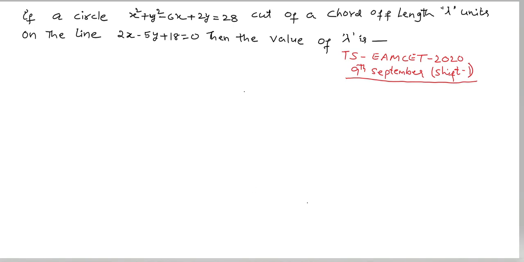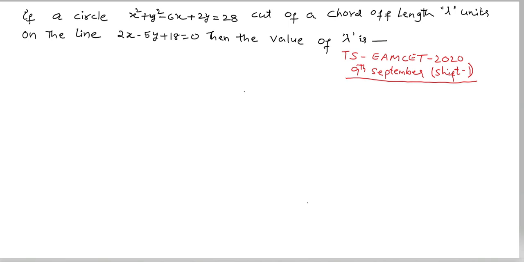If a circle x square plus y square minus 6x plus 2y is equal to 28 cuts off a chord of length lambda units on the line 2x minus 5y plus 18 is equal to 0, then the value of lambda is dash. This is a TS EAMCET 2020, 9th September Shift 1 question.